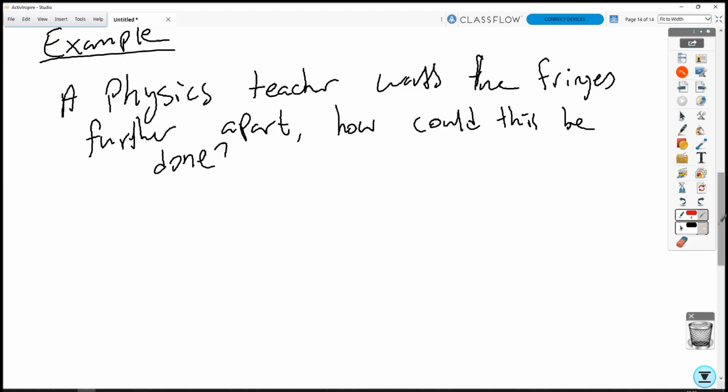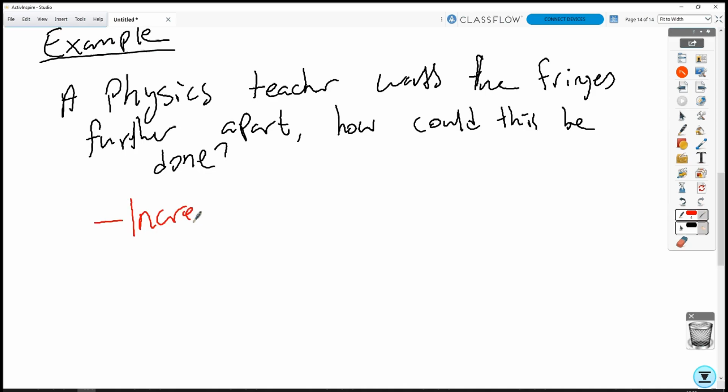So, if you want the fringe width further apart, when you look at the equation, you can see that the fringe width is proportional to the screen distance. It's proportional to the wavelength of the laser, and it's inversely proportional to the slit separation. So you have three ways of doing this.